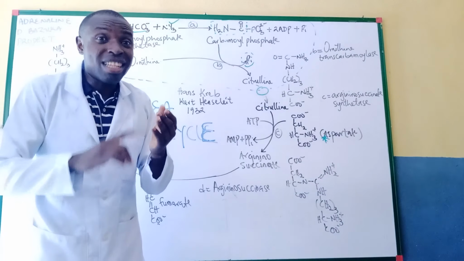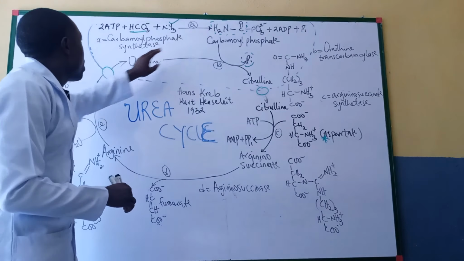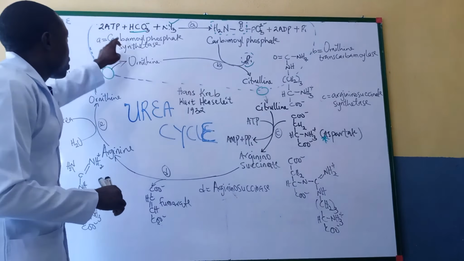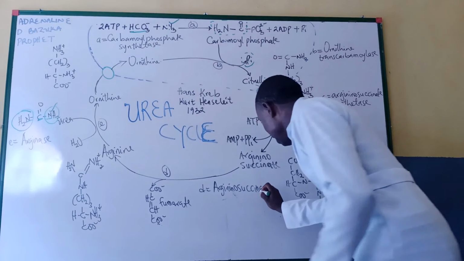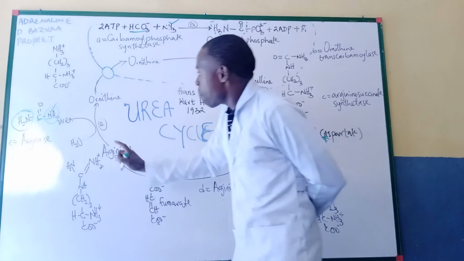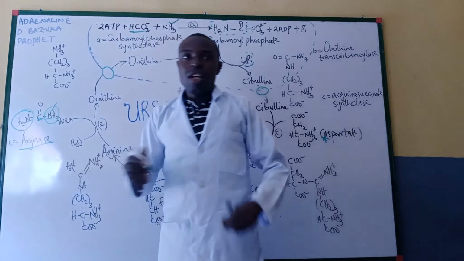And the enzymes that are involved, in a nutshell: the first step is carbamoyl phosphate synthetase. The second step, ornithine transcarbamylase. Step 3 is called argininosuccinate synthetase. Step 4 is argininosuccinase. And step 5, which is the last one, is arginase.